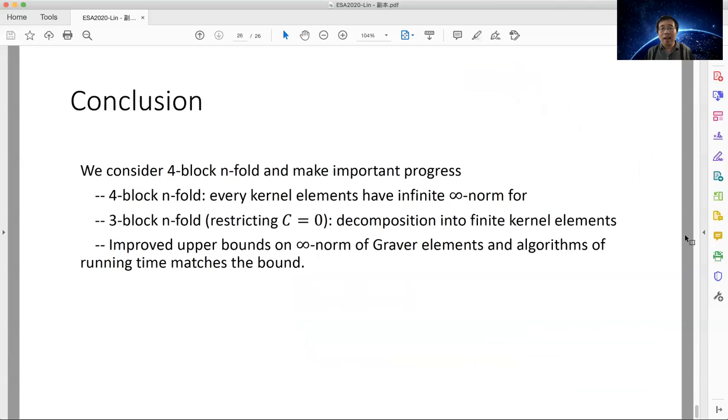I think I'm running out of time, so let me quickly conclude my paper. In this paper, we studied the 4-block n-fold integer program, and we make important progress. In particular, we show some nice combinatorial structure for the kernel of these 4-block structured integer programs, and we also obtain improved running time of the algorithm. Of course, the major open problem still remains: it remains open whether 4-block n-fold admits an FPT algorithm.